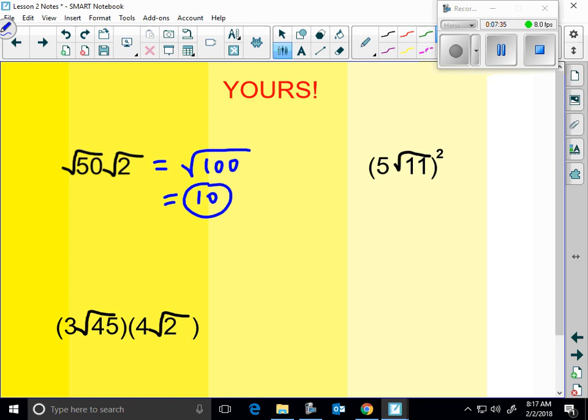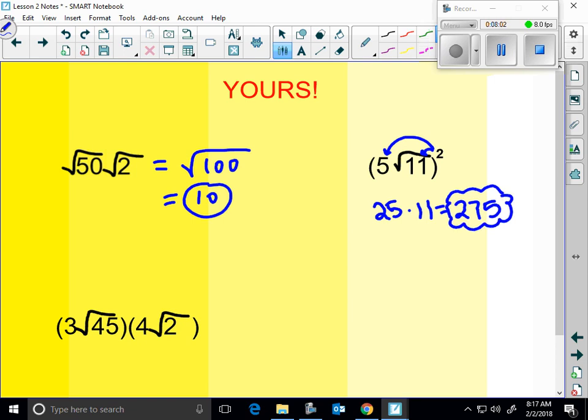Oh gosh, now I'm afraid because this square here, I don't know what that's going to do. Oh, yeah, I do. It's going to square that, and it's going to square that. So what's 5 squared? 25. 5 squared is 25. Times, what's the square root of 11 squared? 11. And that looks like 275 to me.